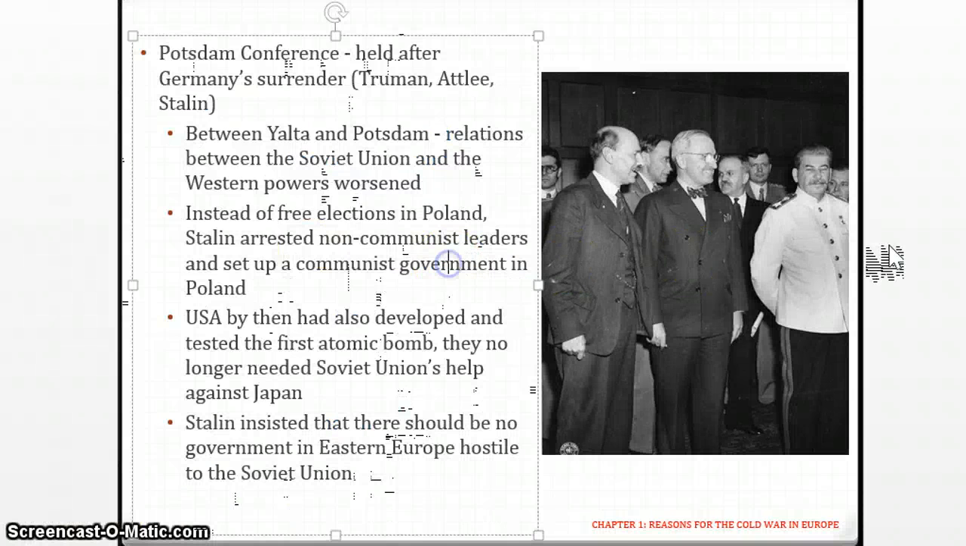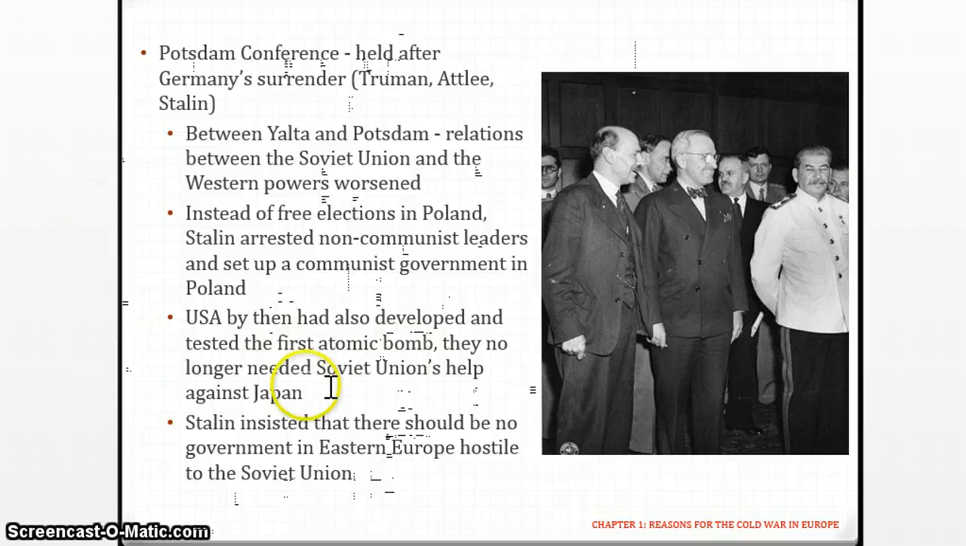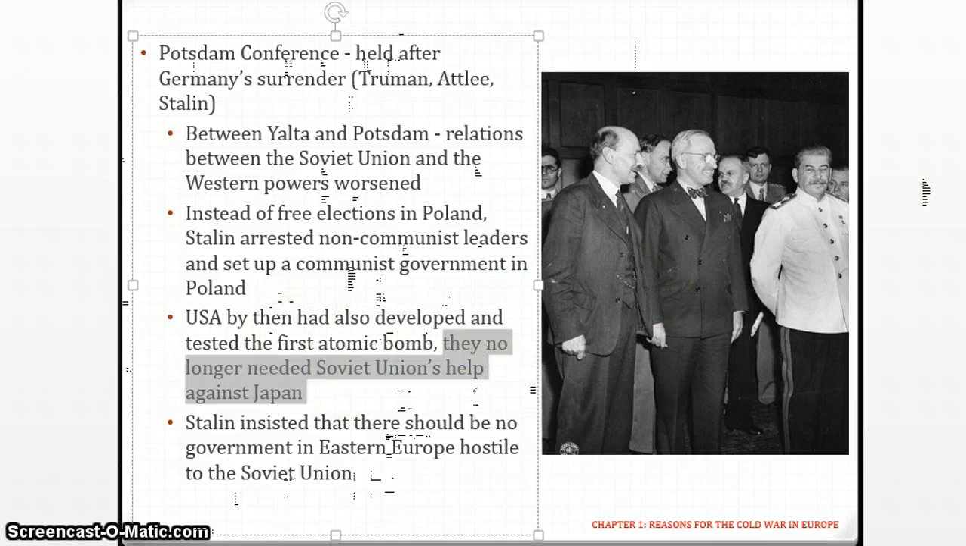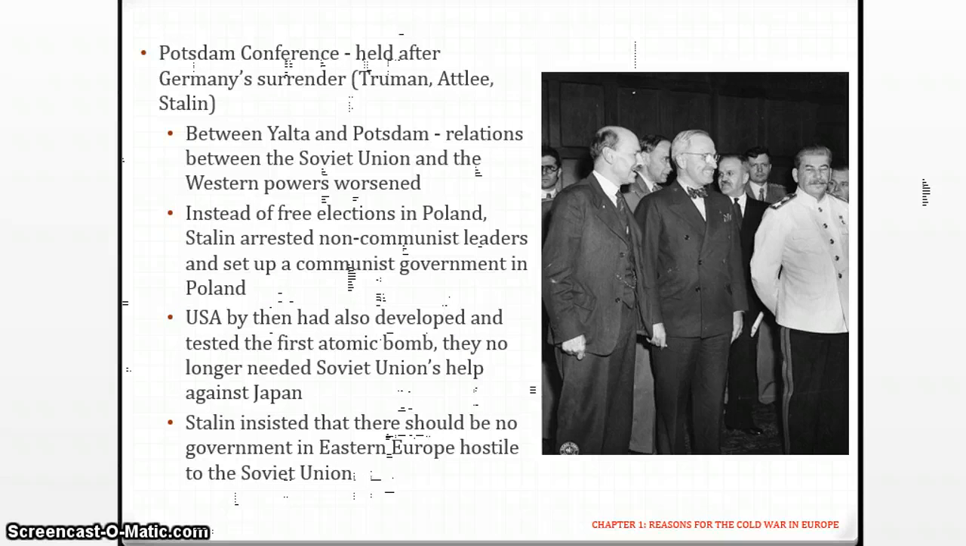So coming back here, you can imagine that when Stalin sets up the Polish communist government, it was definitely by force and not something willing on the part of the Polish people. Also, at the Potsdam conference, as I mentioned before, the atomic bomb was not ready yet at the Yalta conference. By the Potsdam conference, it was ready, and they no longer needed the Soviet Union's help. So you can imagine the change in the attitude of the USA from the Yalta conference to the Potsdam conference. There is also a difference in the leadership of America.